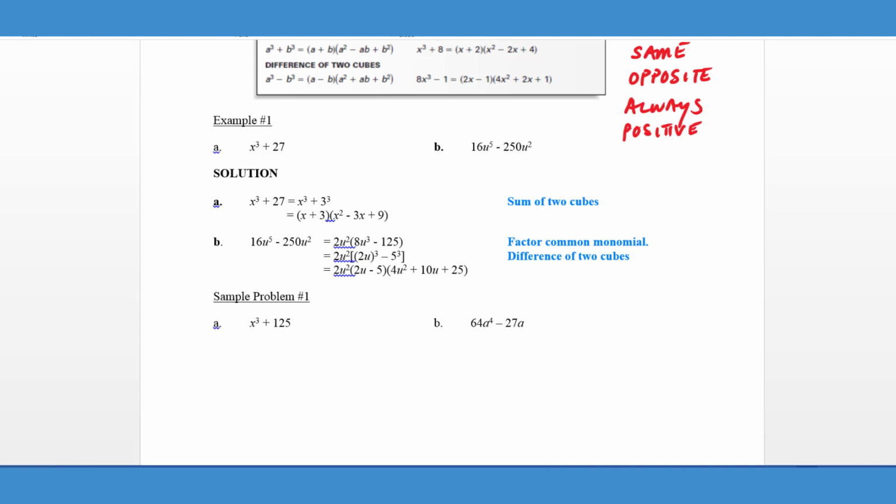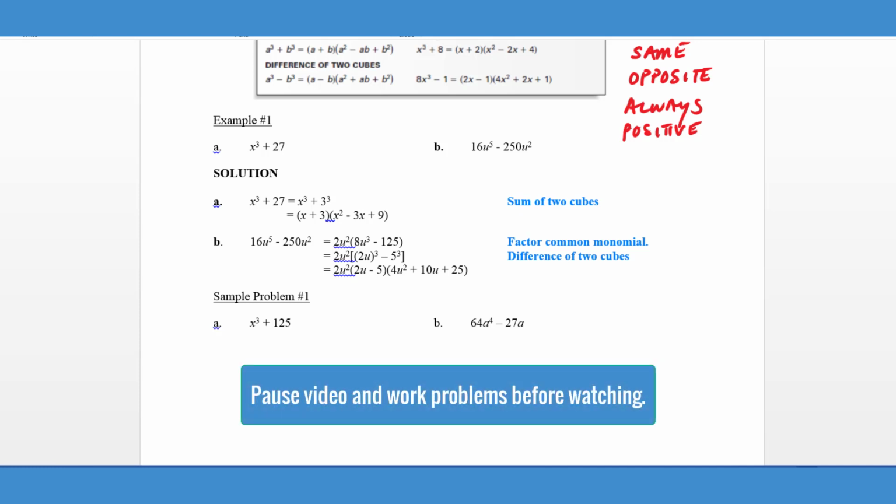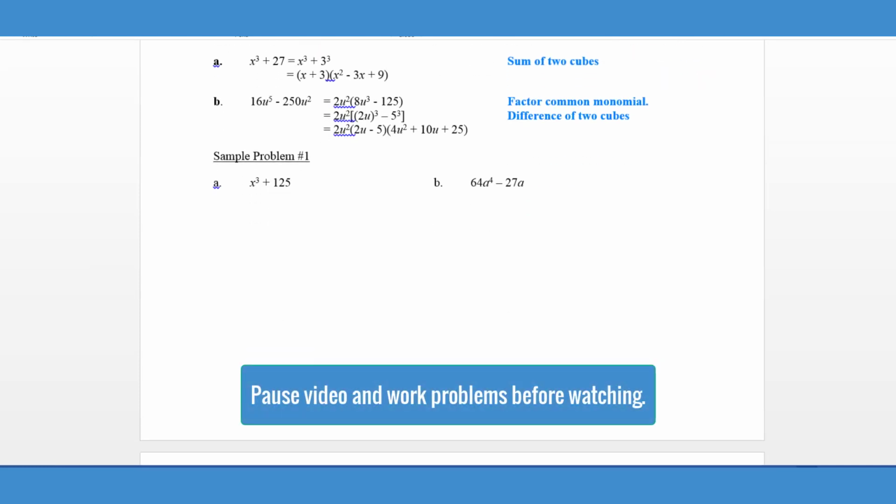So let's take a look at sample problem number 1. If you wouldn't mind stopping the video at this point, go ahead and try to follow the pattern that you saw above and see if you can work these two problems, and then come back and watch the solution.